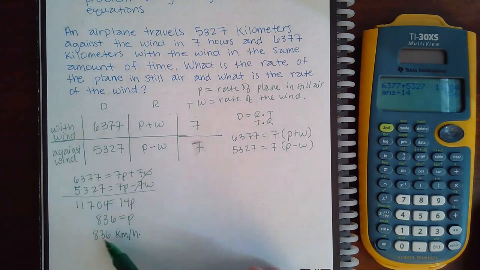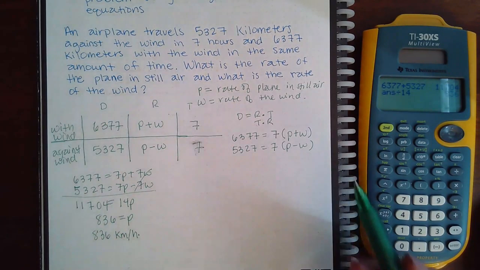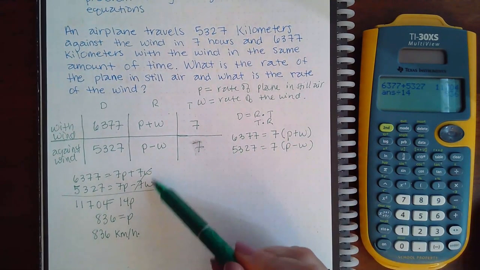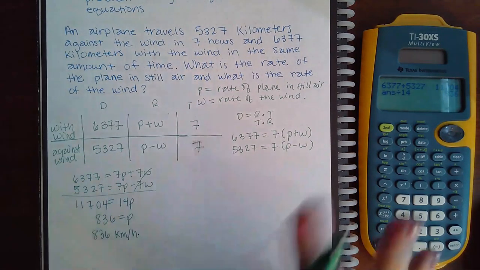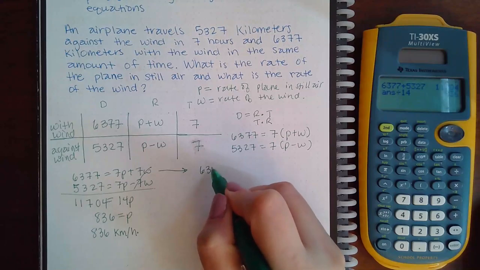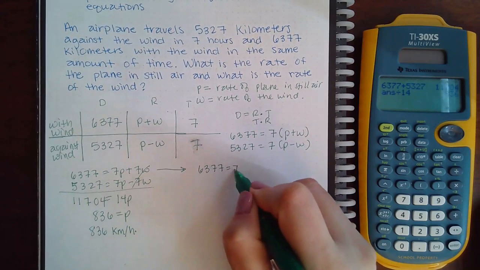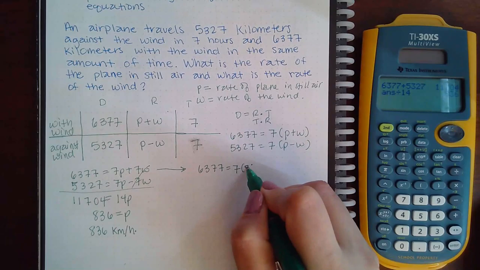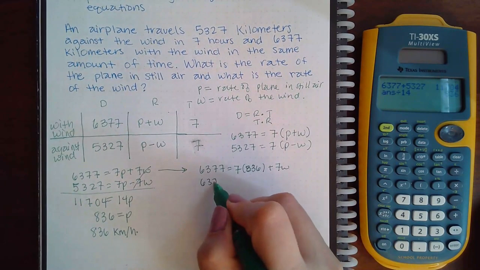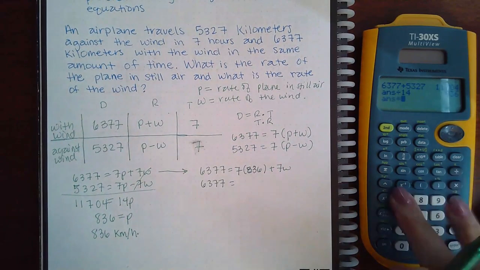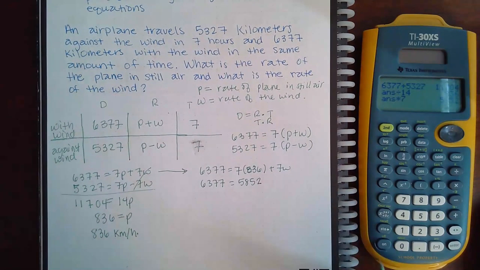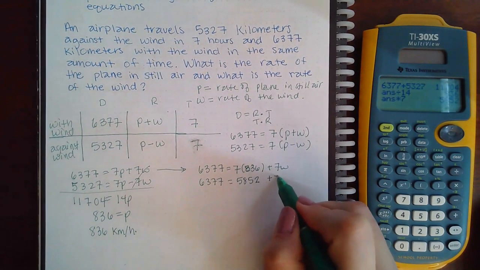Then now we still need to figure out how fast the wind is going. So we go back to, and instead of using one of these versions, I would rather like using the one where it's already distributed. So I'm going to go ahead and take the top one and I'm going to plug in the P value that we just found. So we get 6,377 equals that times 7. And so then I have plus 7W.